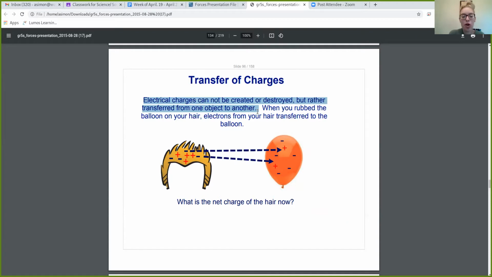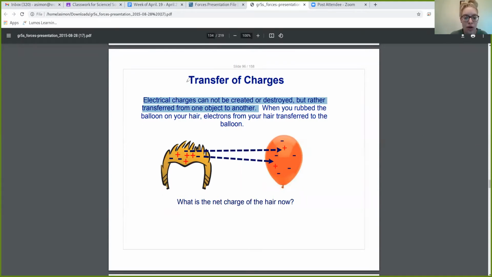Now remember, objects always start with a neutral charge, a net charge of 0. So before we rubbed the balloon on the hair, this had a neutral charge. It had the same positives as it did negatives, and the balloon had a neutral charge, the same positives as negatives. But then when I rubbed the balloon on the hair, it took 2 negative charges away and transferred them to the balloon.